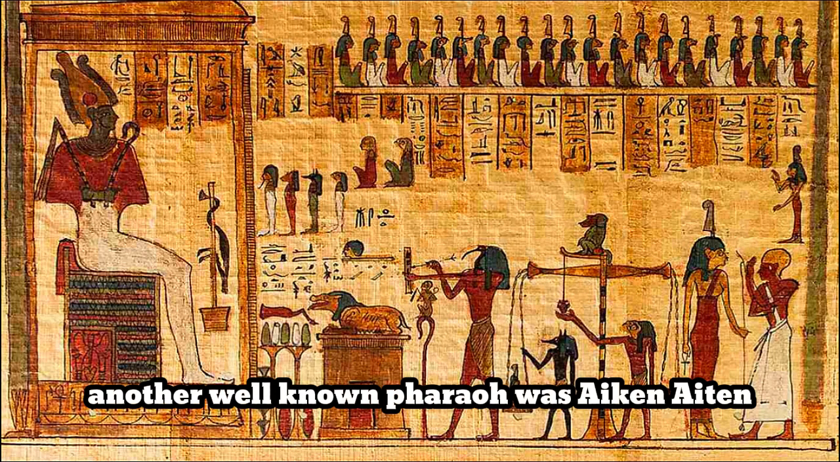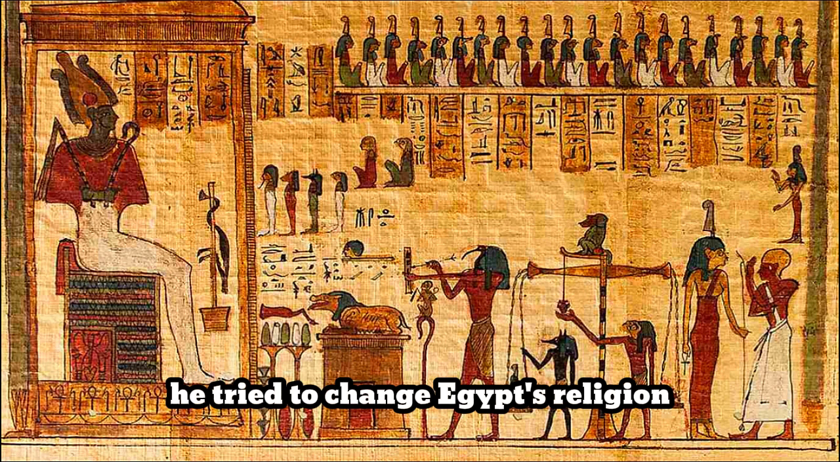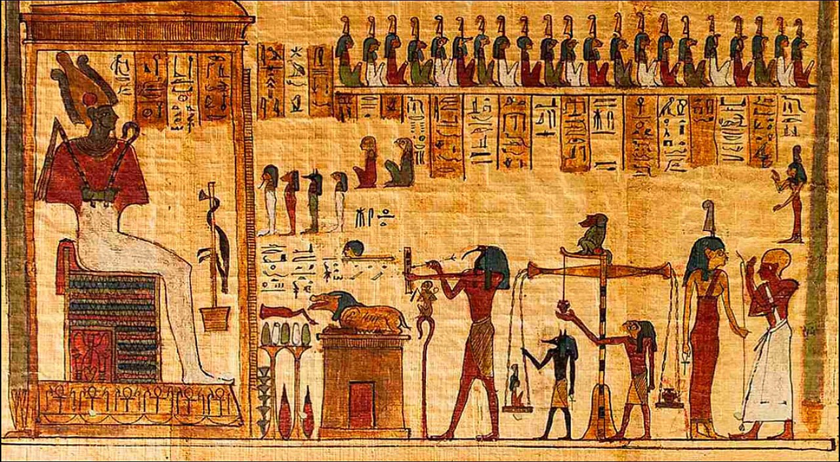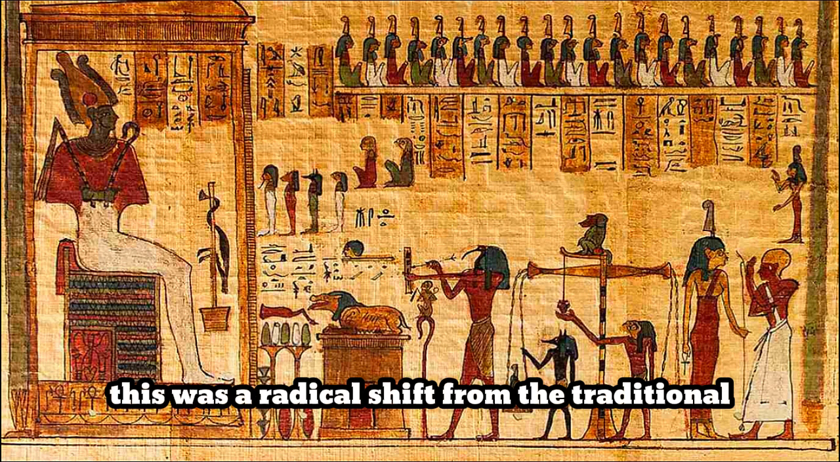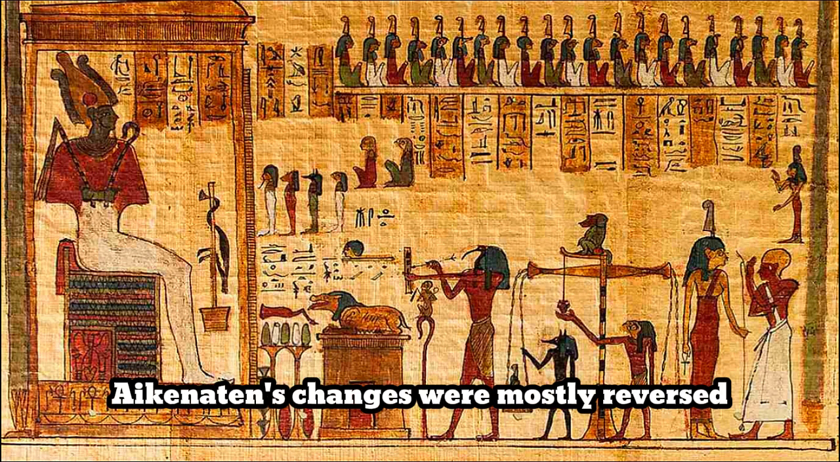Another well-known pharaoh was Akhenaten. He tried to change Egypt's religion to worship only one god, Aten. This was a radical shift from the traditional polytheistic beliefs. Akhenaten's changes were mostly reversed after his death.